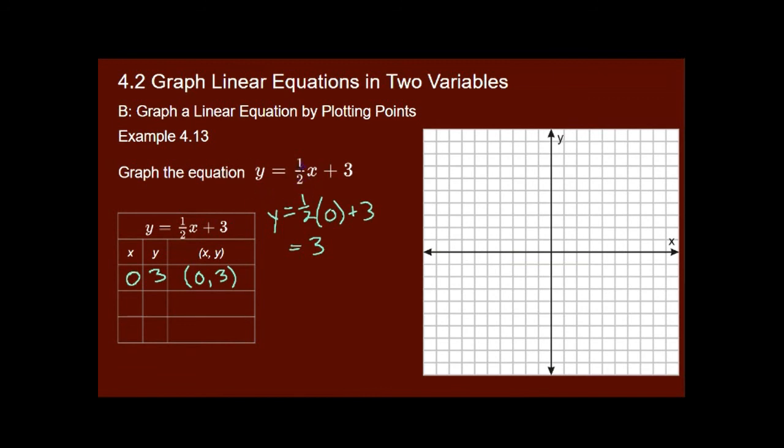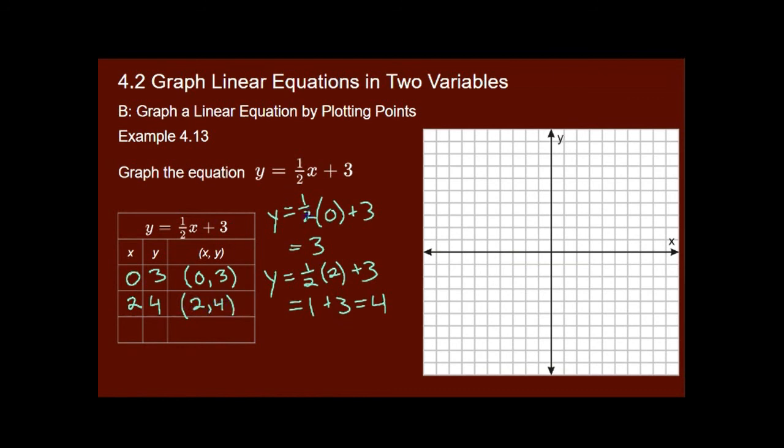I mentioned on the previous slide that if I choose a multiple of the denominator, it will help get rid of that fraction. And so my denominator is 2. The lowest multiple of 2 is 2. So I'm going to put in 2 for x. Okay, so let's see what we get. y is equal to 1/2 times 2 plus 3. 1/2 times 2 is equal to 1, plus 3, which is equal to 4. Notice how by choosing wisely, by using 2, we got rid of the fraction. We ended up with an integer down here. So my second ordered pair is 2, 4.